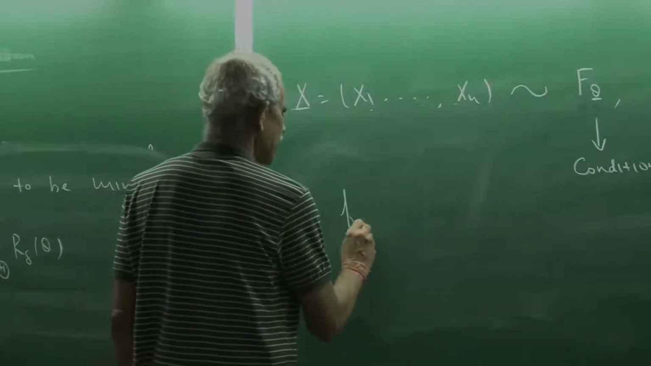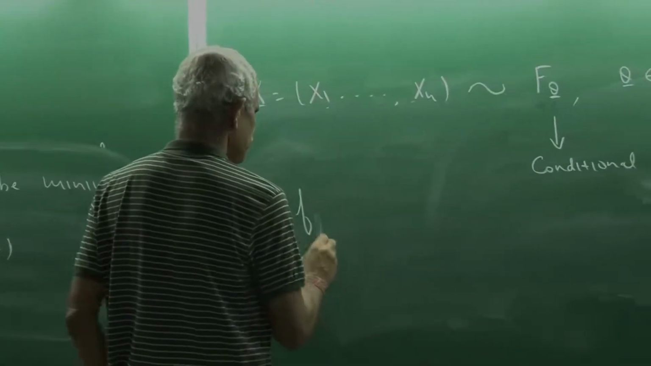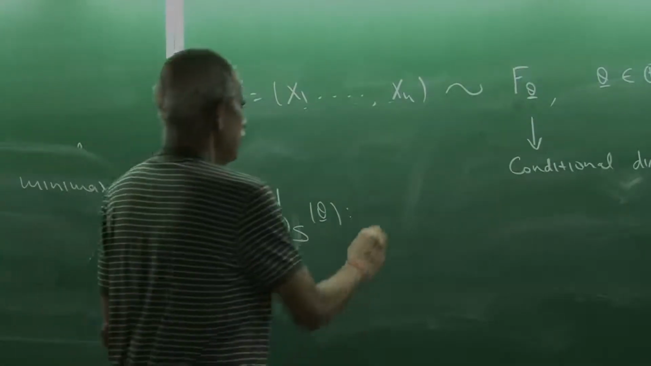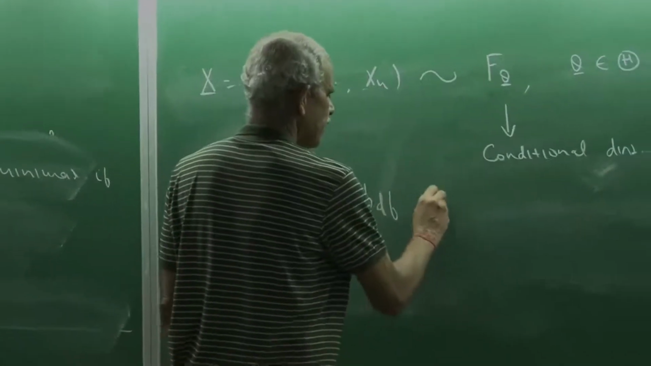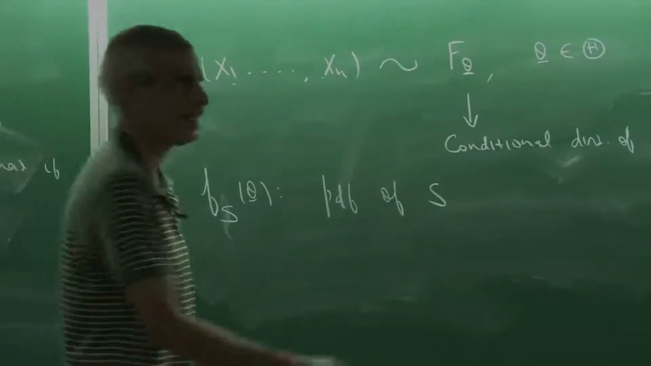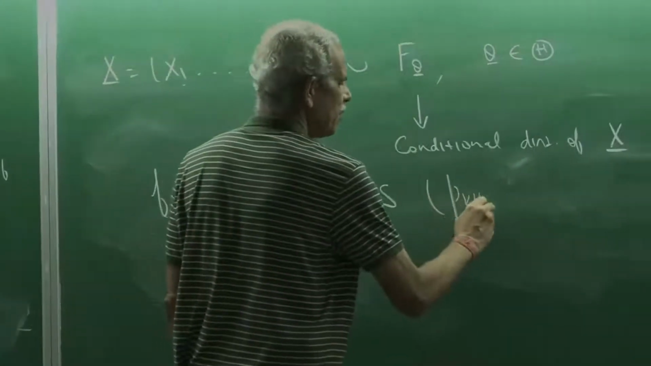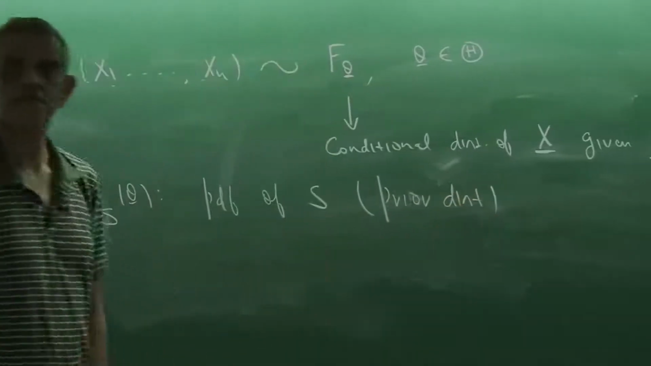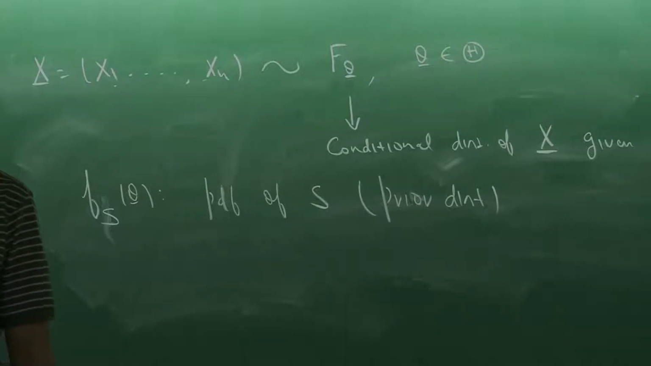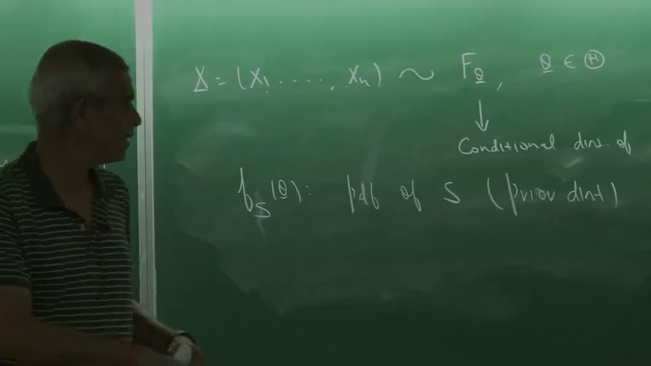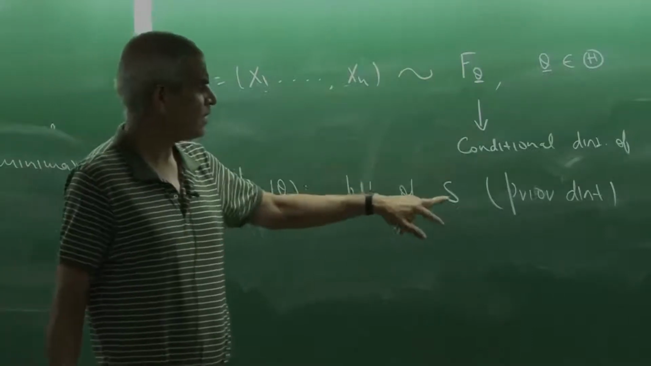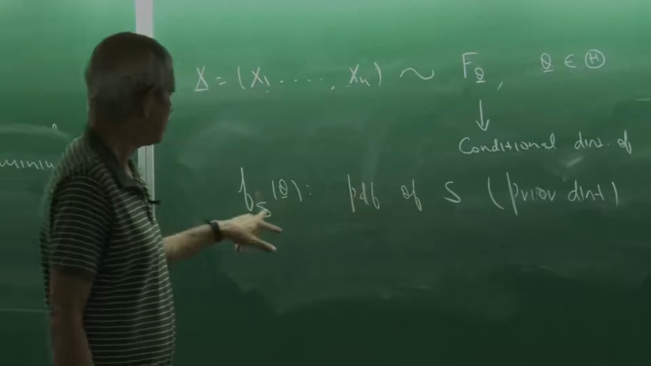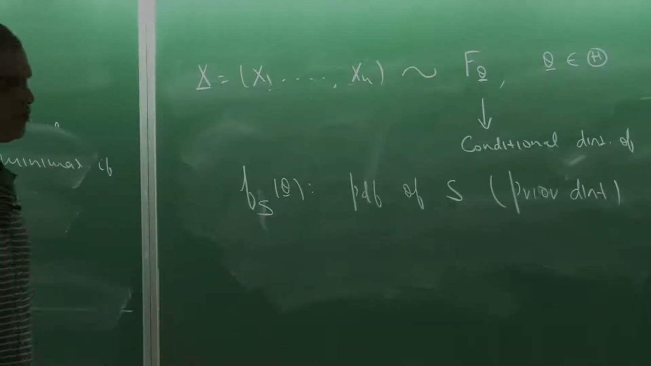I'll look at f S of theta to be the PDF of S, which is a prior distribution. As I said, sometimes a prior distribution may be available. So I have a prior distribution, prior knowledge about the unknown state of nature. The unknown state of nature is considered as a realization of this random variable S, which has a PDF f S of theta. So this is a prior distribution.